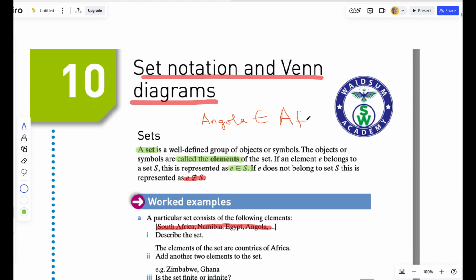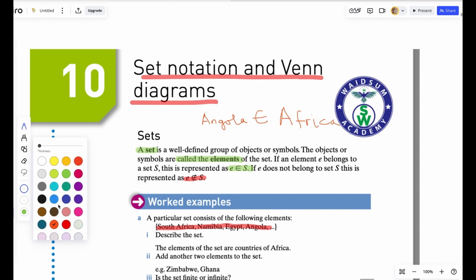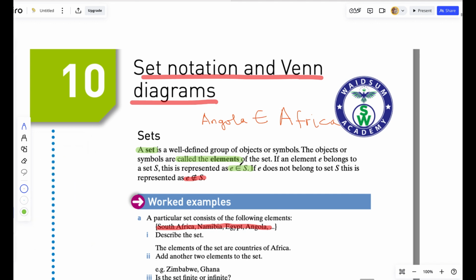England, or the United Kingdom, is an element of Europe. So Angola is just a member of the set called Africa. Is that okay? Okay, so that's the first thing we need to know. If anything is an element of a set, you draw the symbol like this, and if it is not an element, you cross it.